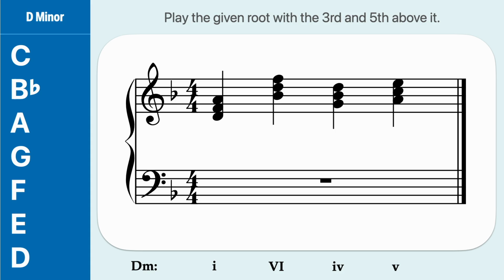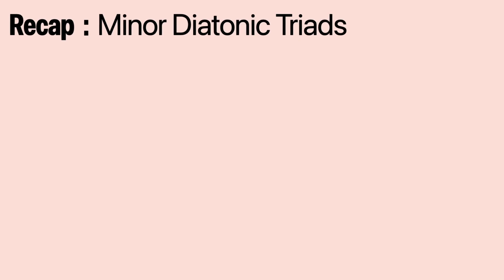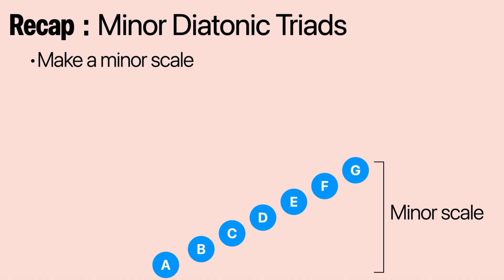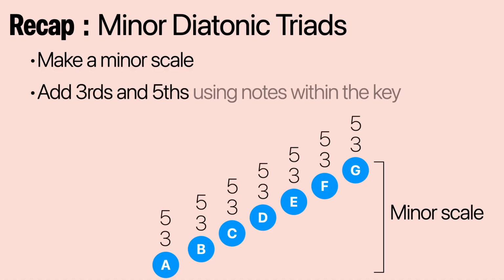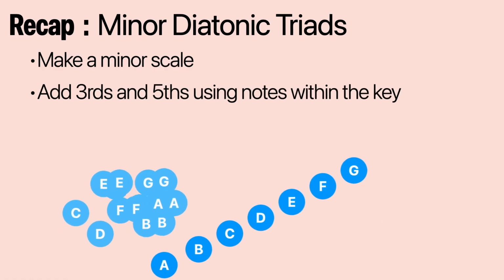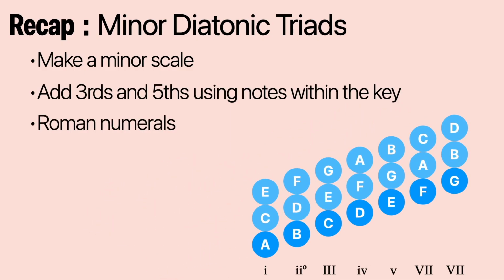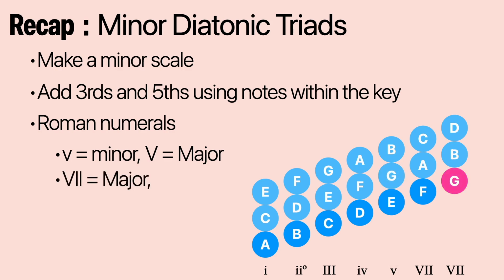Let's recap. To create minor diatonic triads, create a minor scale, and then add thirds and fifths above, using only notes within the key. Diatonic chords are abbreviated with Roman numerals. When scale degree 7 is subtonic, the 5 chord is minor. When it's the leading tone, the 5 chord is major. When using subtonic, the 7 chord is major. When using the leading tone, it's diminished.